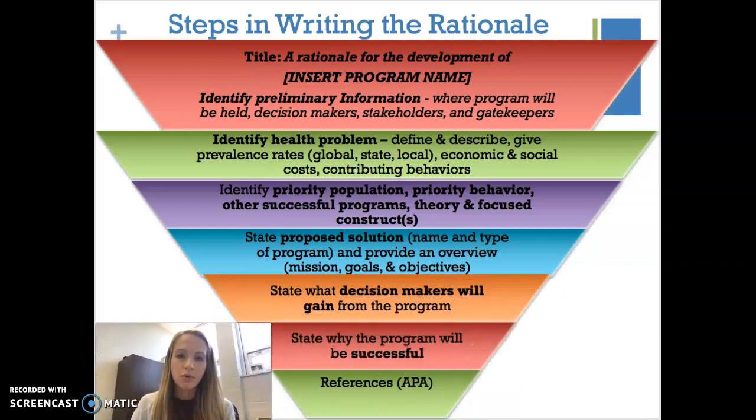We've seen this before in our previous lectures, but know that we are working our way down through the rationale process. And as we continue on today, we're going to be moving into looking at those theories and those constructs here in this section.